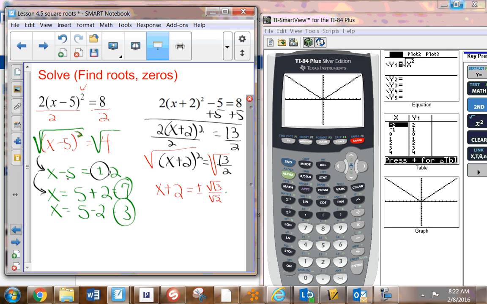So how are we gonna get that square root of 2 off the bottom? Yeah, we're gonna multiply by 1, radical 2 over radical 2. So we have x plus 2 equals plus or minus radical 13 times radical 2, which is radical 26, over radical 2 times radical 2, which is 2. So finally I'll end up with negative 2 plus or minus radical 26 over 2. 2 answers. Quadratic.